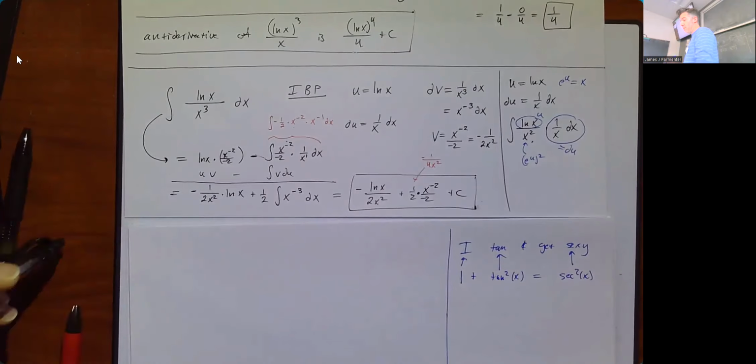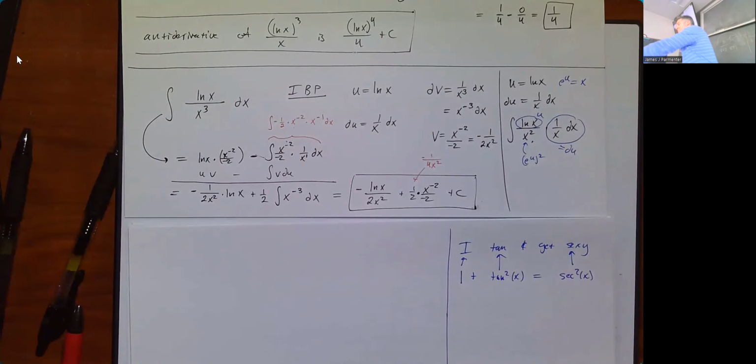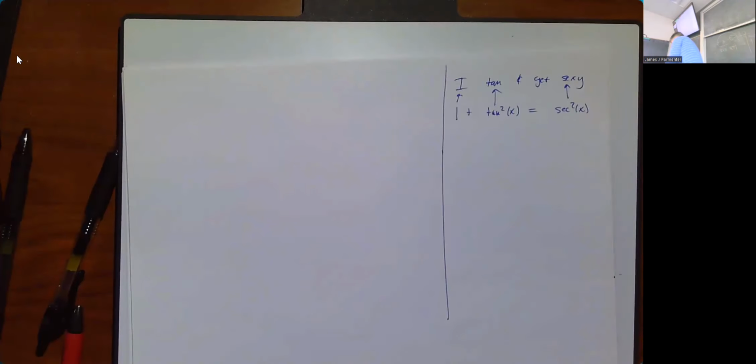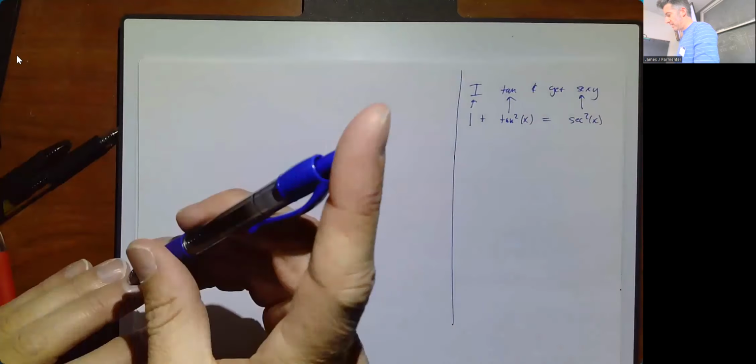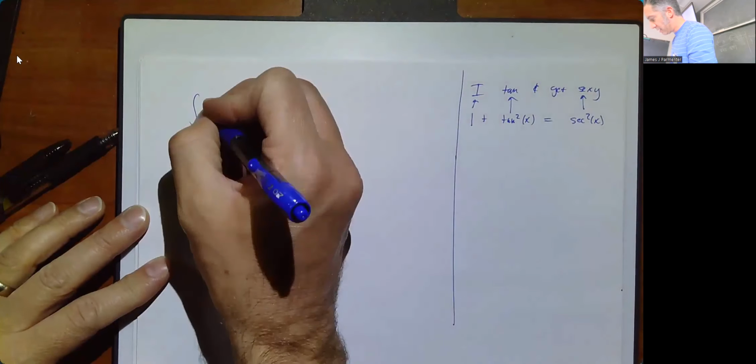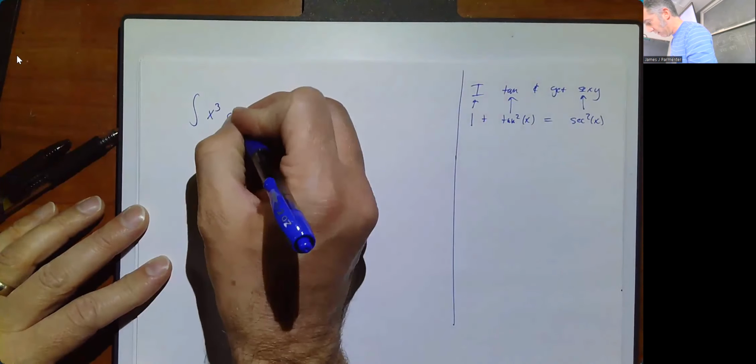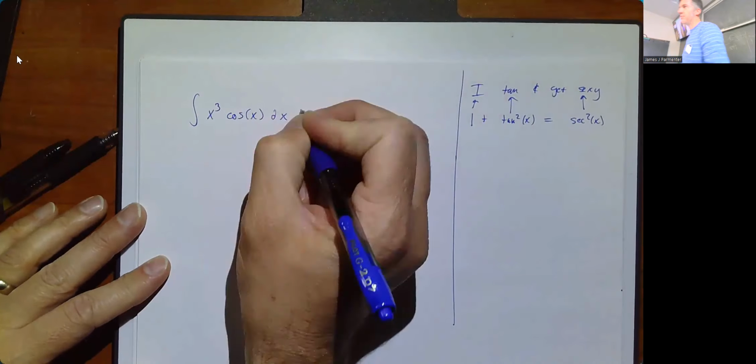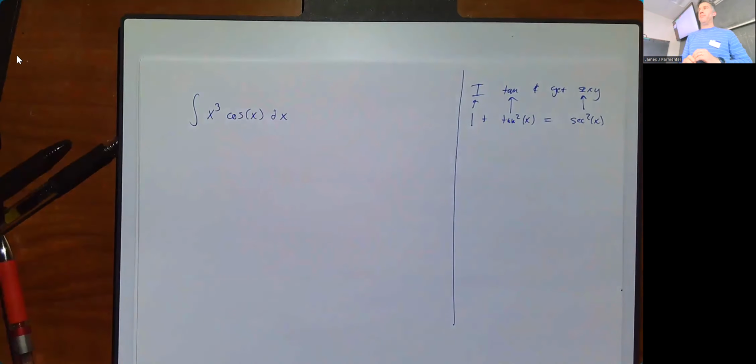Okay, but the other thing I promised you is actually more useful for this class. Let's say I wanted you to find the antiderivative of x cubed times cosine of x. And the bad news here is that doing this integral requires integration by parts, not 1, not 2, but 3 times, which is trash.